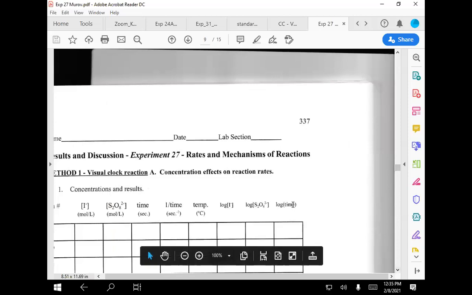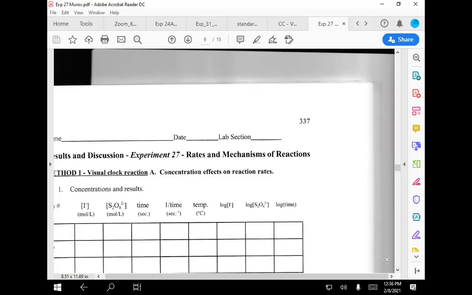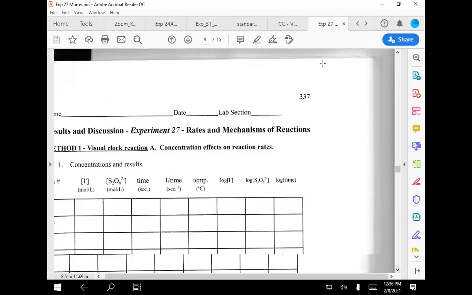So this is what you're going to do this week. The results and discussion is your post-lab. So you have data which I emailed to you, and you will use the data to fill out this table, which didn't scan very nicely, but you have to fill out this whole table. You have to calculate the iodide, and you'll see the test tube number, and then the thiosulfate. The time is data I give you.